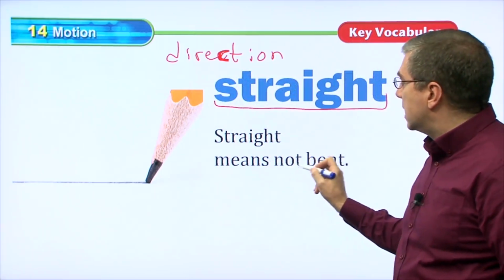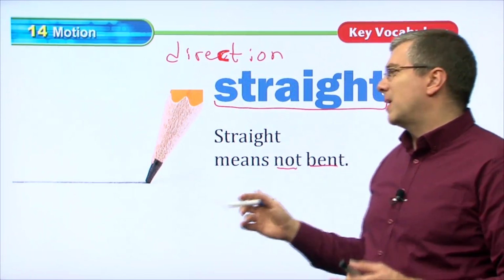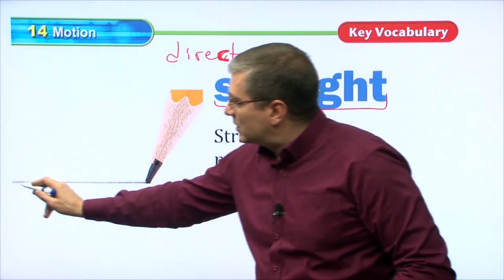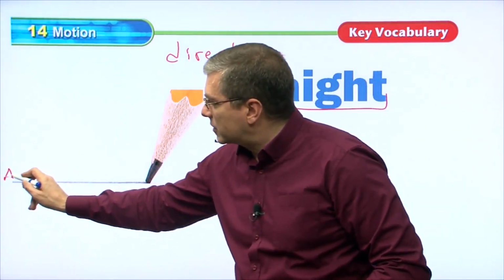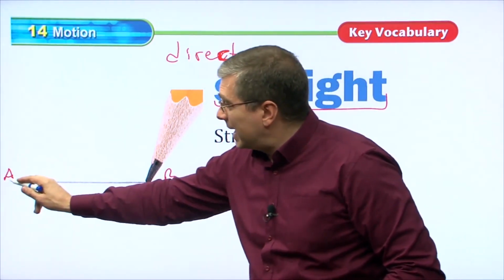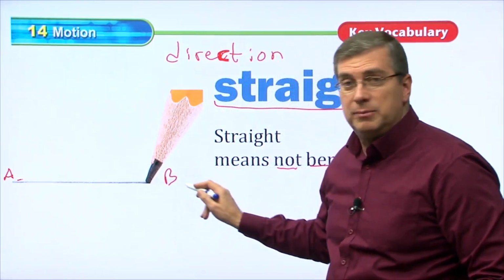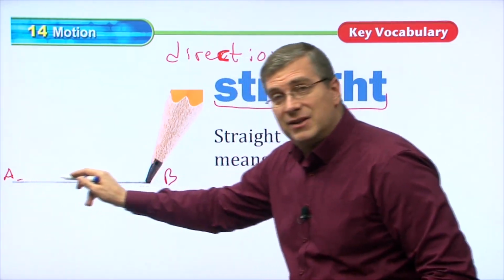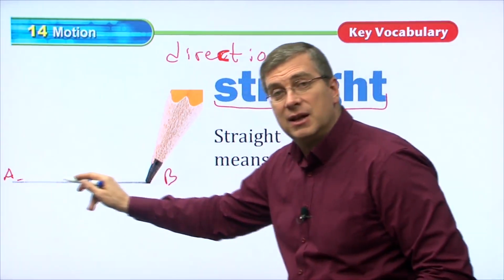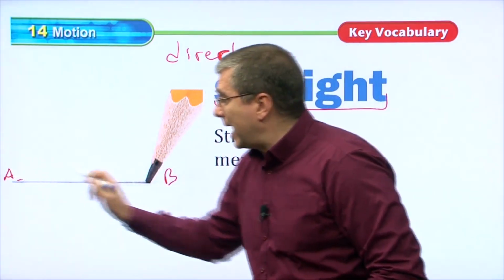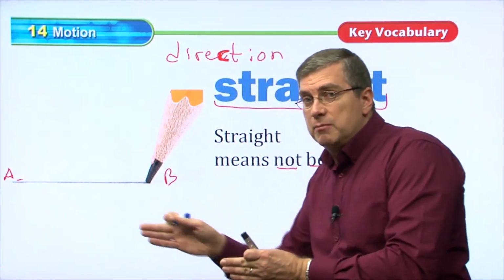Straight means not bent. But another way to say that is that there's no change in direction. It starts at point A and finishes at point B, and it goes directly from A to B. There's no change in direction. It's a straight shot, a straight line. It goes directly from point A to point B, not bent.